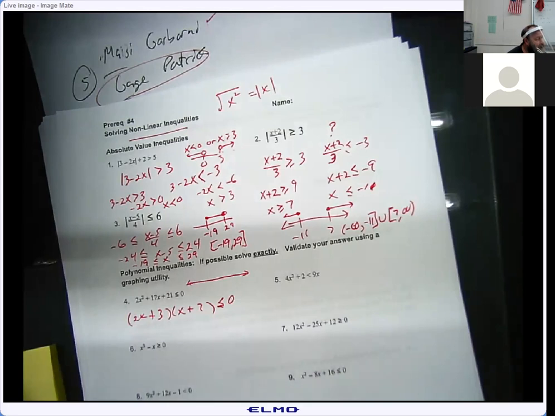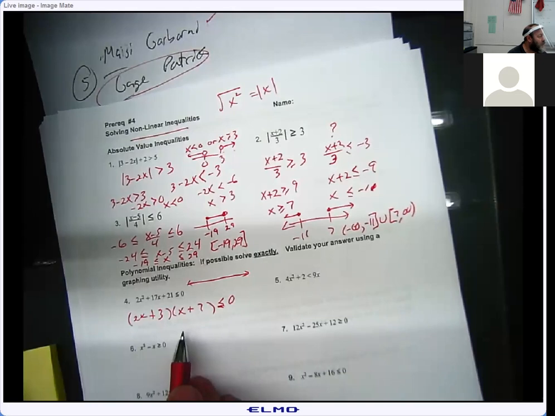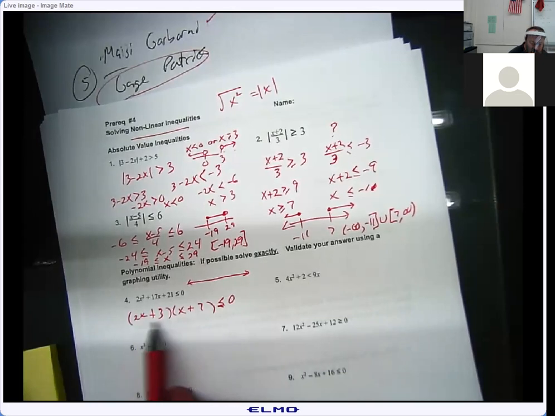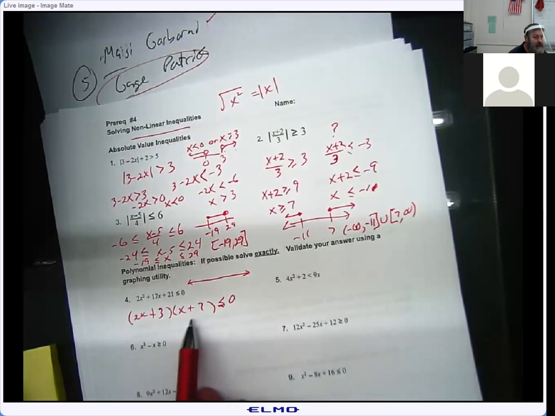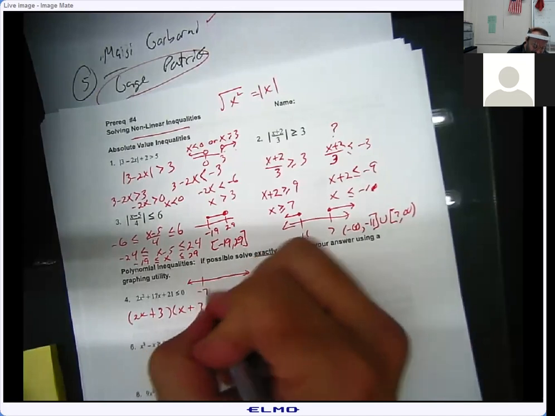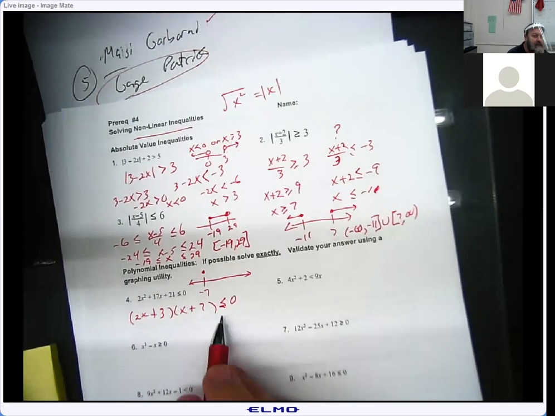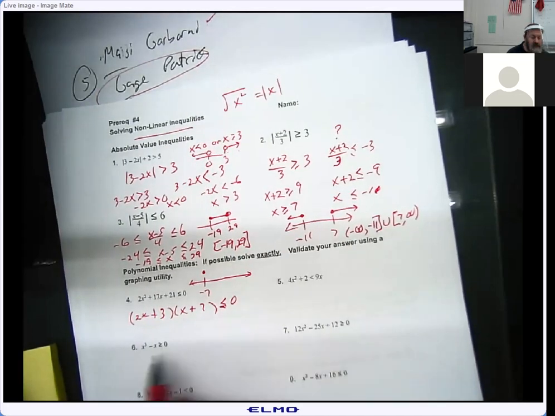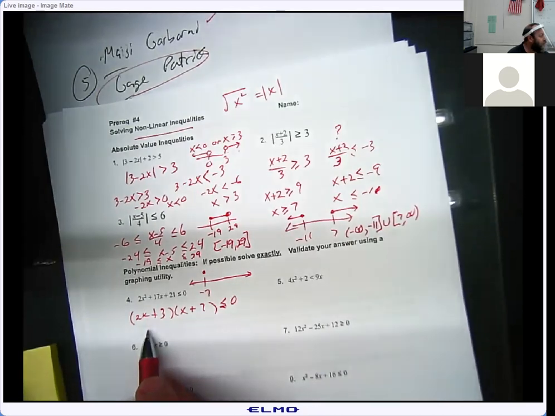Can you tell me? Where would 0 occur? What would make 0 happen in this term? -7 would. Yeah. And I can allow it to happen because it says equal, doesn't it? Where would 0 be on this one?